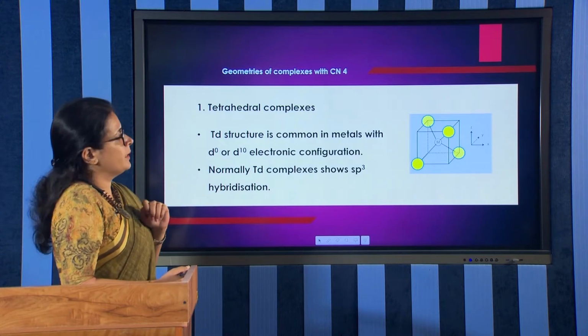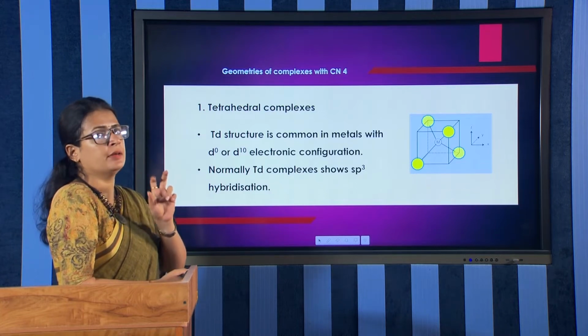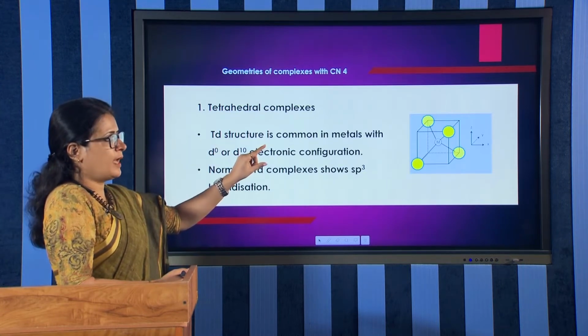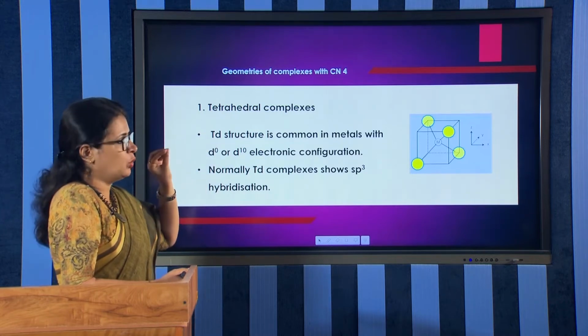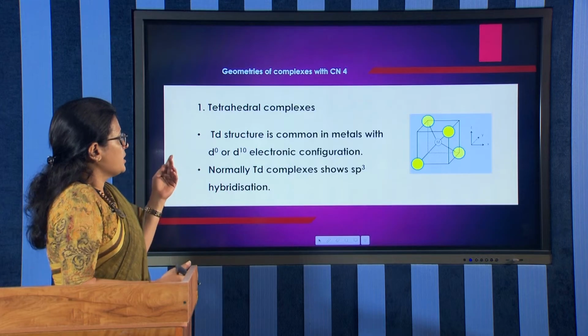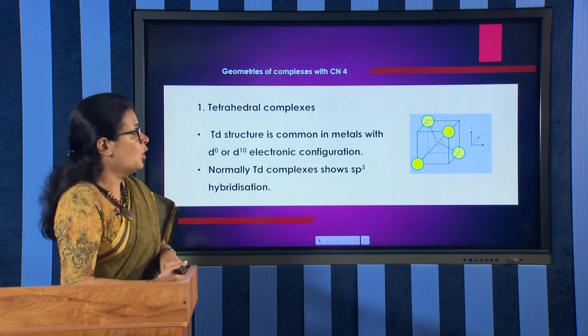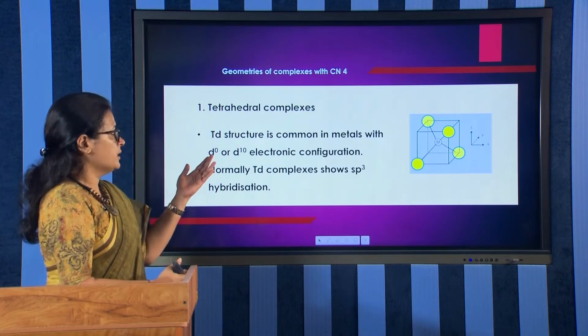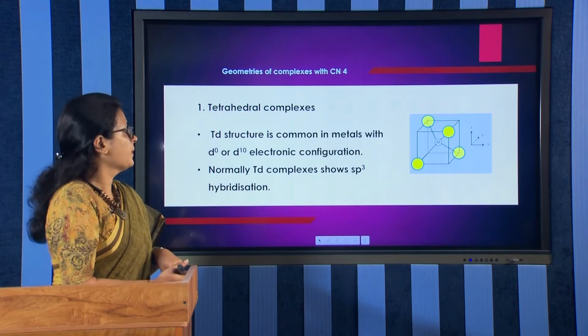First, in the case of tetrahedral complexes, meaning the complex has a tetrahedral geometry. See the figure of a tetrahedral complex. The complex has a central metal atom at the center of that cube, and to the central metal atom 4 ligands are attached. See the arrangement of ligands, it forms a tetrahedral geometry. All the ligands are at the 4 corners of a regular tetrahedron. This Td structure is common with metals with d0 or d10 electronic configuration. d0 means no electrons in the d orbitals, and d10 means 10 electrons in the d orbitals. So this type of structure is common with d0 or d10 configuration.